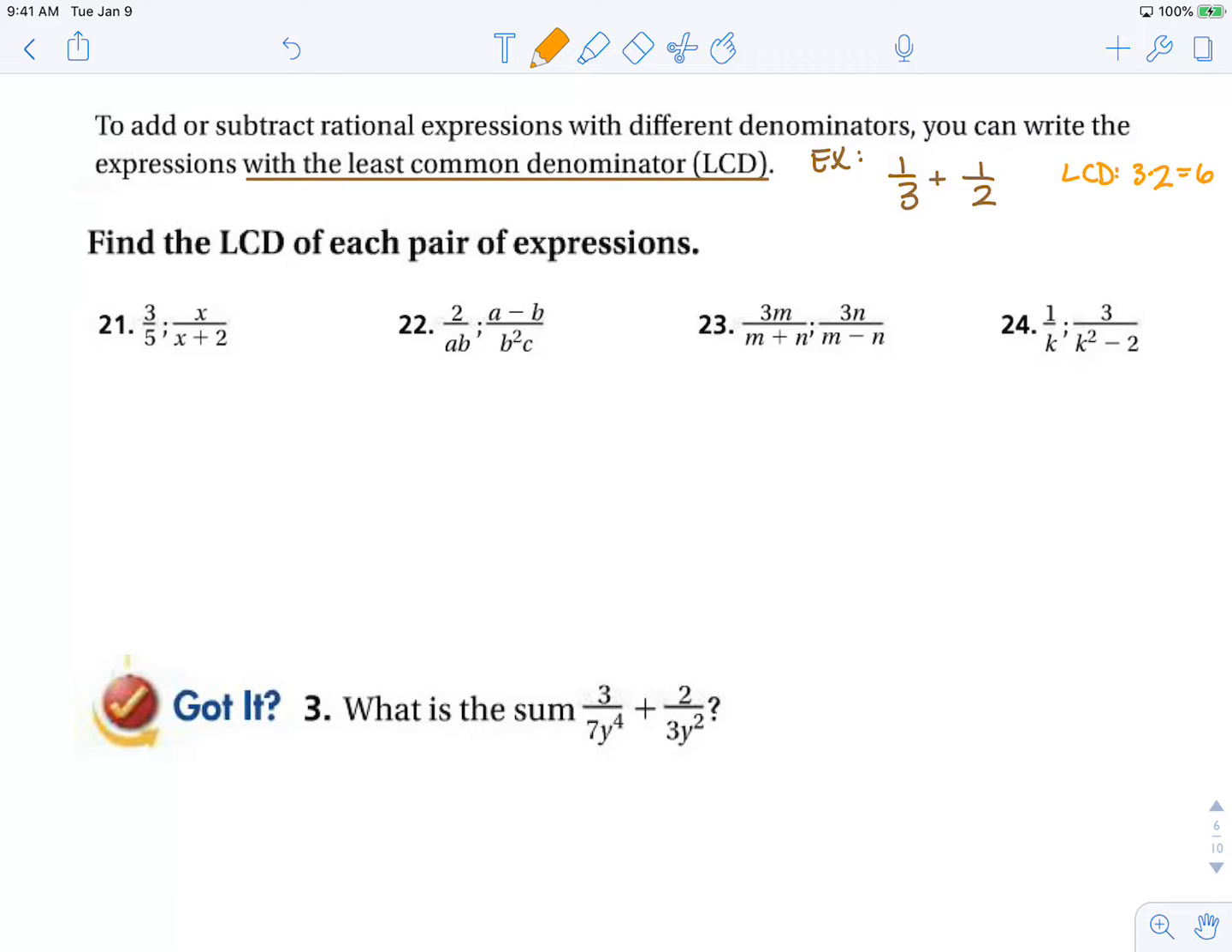So in order to create 6 here, I multiply by 2 in my denominator, but also my numerator, so I don't change the fraction value. Same thing here, but by 3. So now you have 2 over 6 plus 3 over 6, which is 5 over 6. We will use these same ideas with rational expressions.